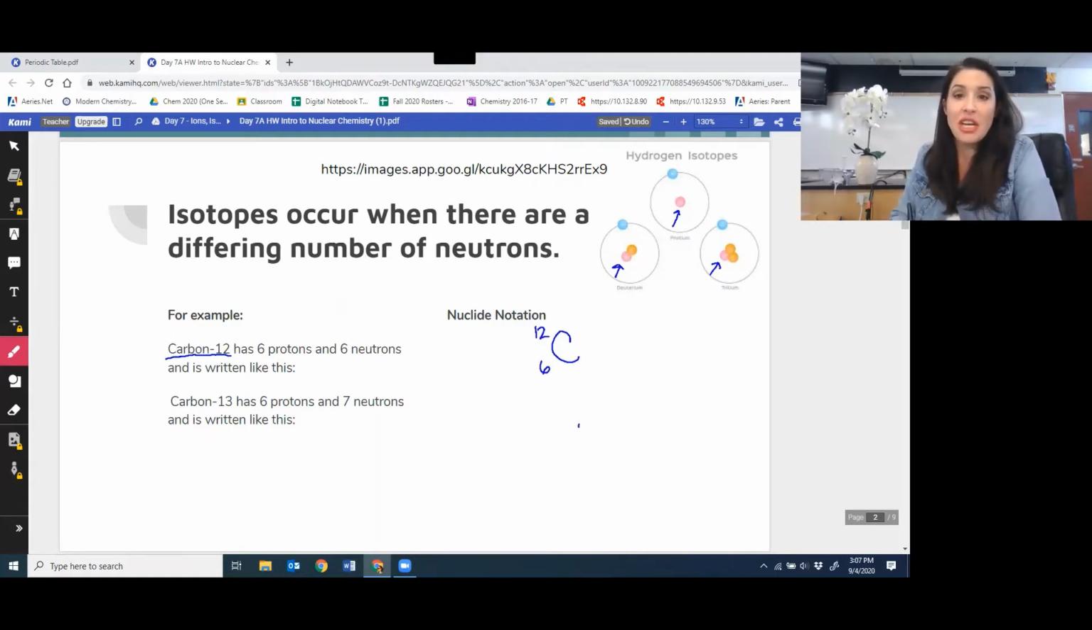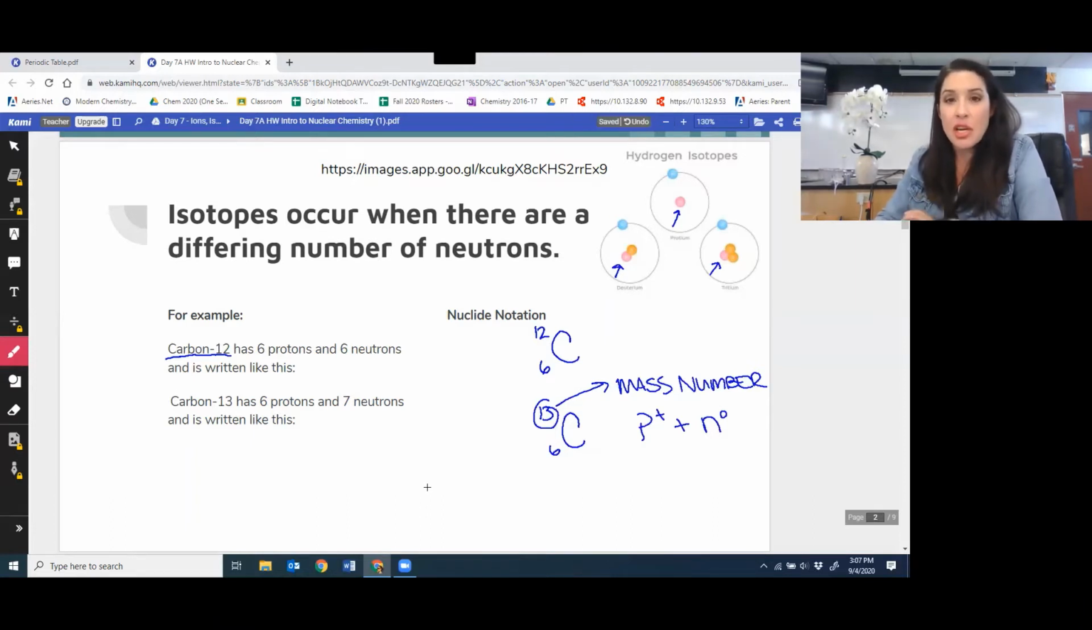Carbon-13, on the other hand, still has the symbol carbon and it still has 6 protons, but up here in the superscript, we're going to write the mass number, which is the sum of the protons and the neutrons, 13. So a little note to yourself here, remember that this is the mass number, which is another way of saying the number of protons plus the number of neutrons.